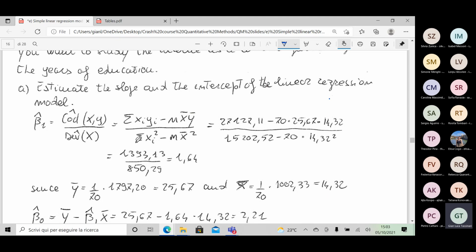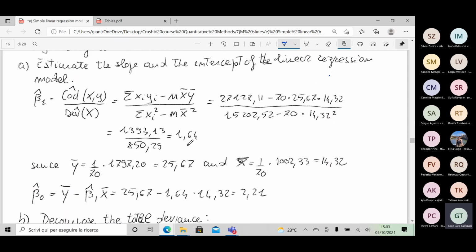And we have the sum of the xi square, we have it above, minus n times x bar raised to the power 2, so minus 70 times x bar raised to the power 2. Do the computation, and what you get is this number. So this is 1.64, which is beta 1 hat. Again, beta 0 hat is y bar minus beta 1 hat times x bar. So y bar is here, x bar is here, beta 1 hat is here, so insert the data in the formula, and you get 2.21.